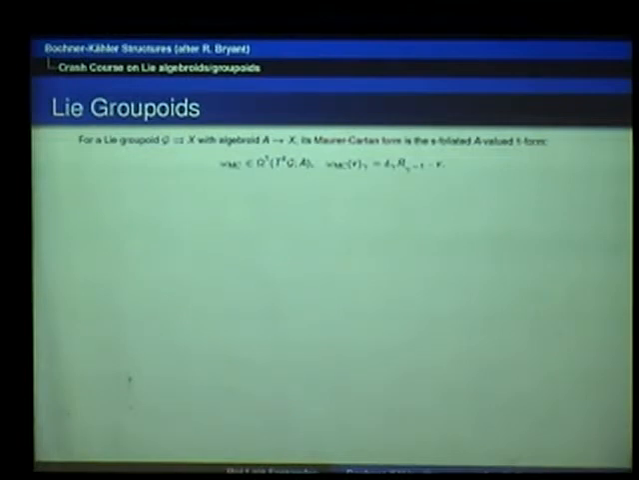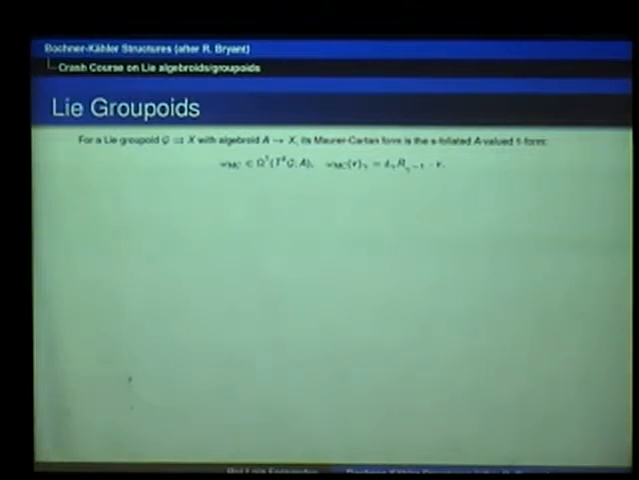No, right? Doesn't matter. You know what a Maurer-Cartan form on a Lie group is, right? It's a G-valued one form, which is right invariant, left invariant, whatever convention you take. So what I'm writing there is that on a groupoid, there is a Maurer-Cartan one form. And it's just given by the same formula.